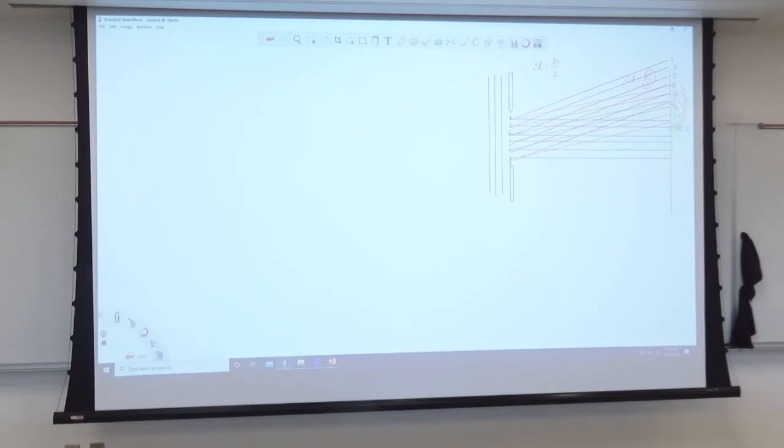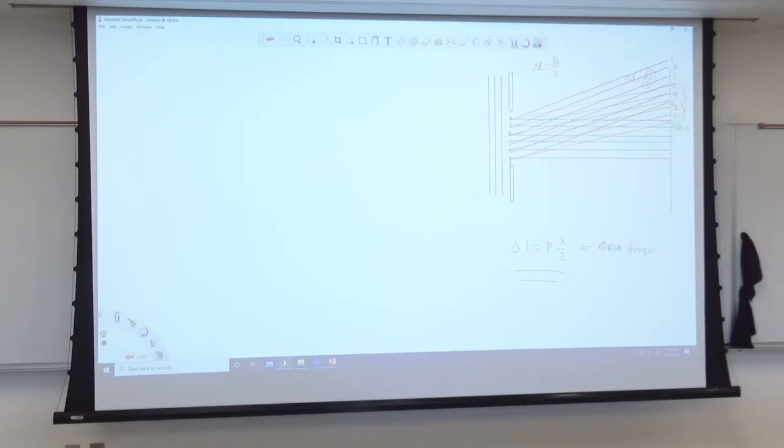Okay, so the path difference here for each of these possibilities is, let's say, p lambda over 2, and they are forming the destructive interference. Okay, dark fringes. So that's the path difference for all these different possibilities. Now we can see what the path difference is from this side.